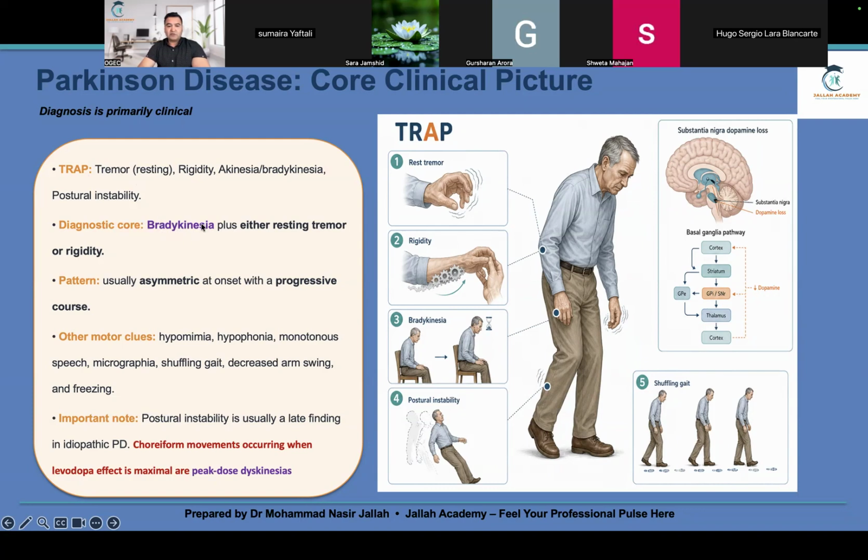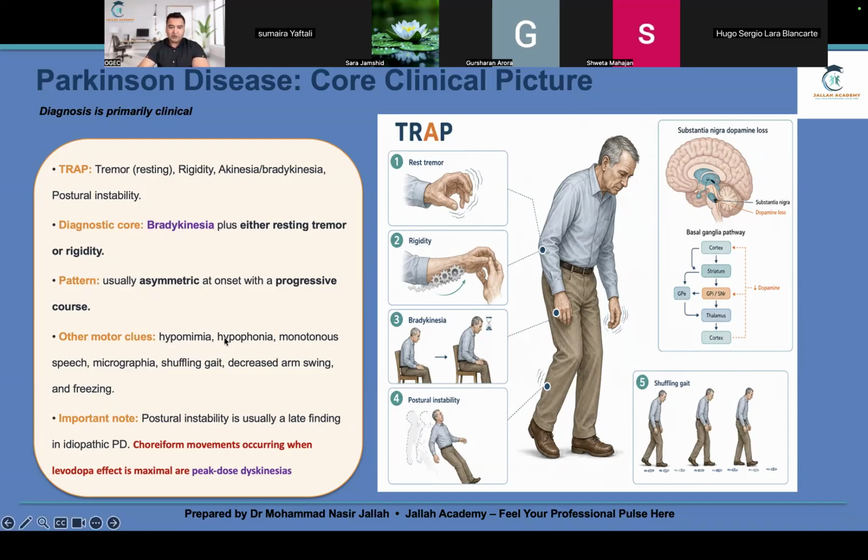Diagnostic, you do need the bradykinesia. So if you don't have bradykinesia, you don't have Parkinson's. With bradykinesia, you need either resting tremor, rigidity, or postural imbalance. Pattern, it is asymmetric, so it starts with one side, with your dominant side, and then it will become symmetric.